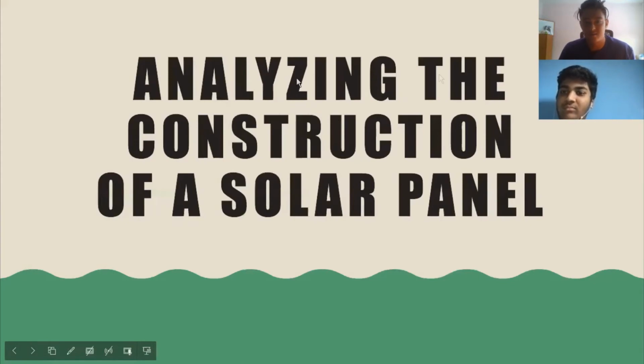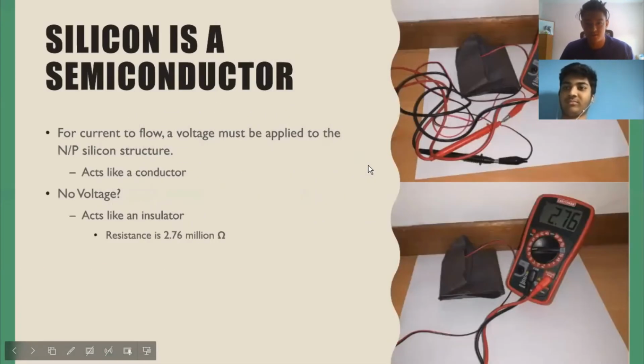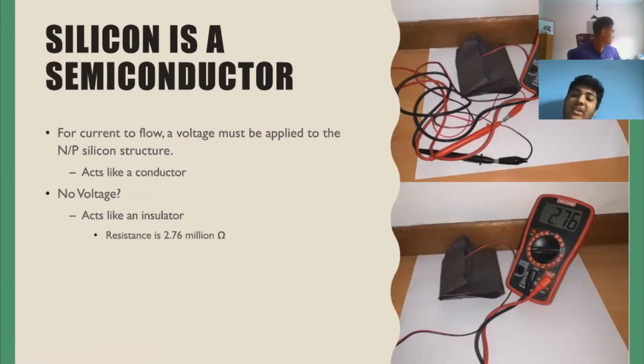Now we're going to analyze the construction of the solar panel. And I think this is Malav. Yeah. So earlier we mentioned that silicon is a semiconductor, but we don't really know what that means. A semiconductor can act both as a conductor and as an insulator. The way it works is it needs to reach a certain, let's say, activation voltage. So if a voltage hits the semiconductor, it activates and acts like a conductor.